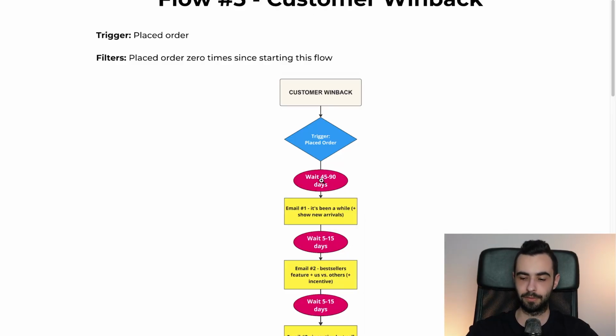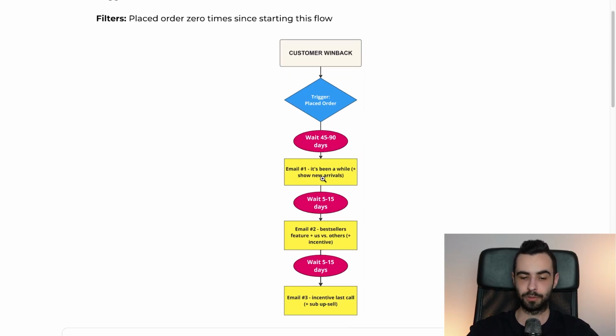I am honestly even a bigger fan of doing 45 days because we really want to shorten the repeat order cycle as much as possible, so you get better cash flow and more profit generated faster. For the content for this flow, email number 1 should be something along the lines of, hey, it's been a while, plus you want to show them new arrivals.